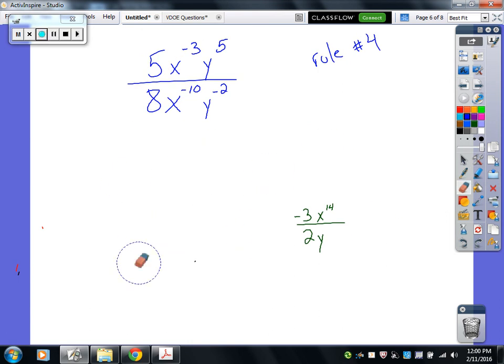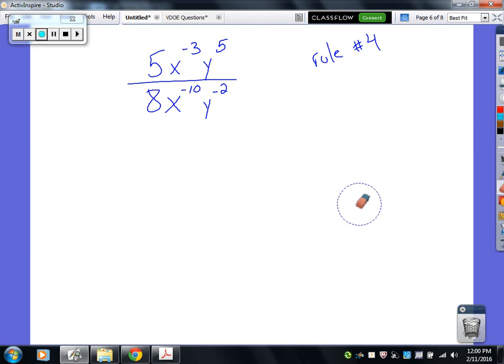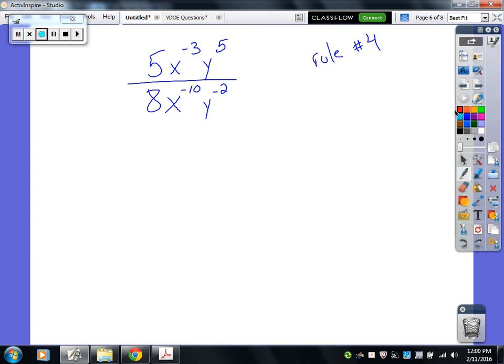This is rule 4. So guys, just looking at this one, how is this one different than the other ones we've been doing today? What is different about it? What do we have? Negative. Be specific. Negative what? Exponents. We have negative exponents this time. So that's what rule 4 deals with. So here we go. 5 and 8 are not exponents. 5 and 8 cannot be simplified, so I'm just going to do 5 over 8.